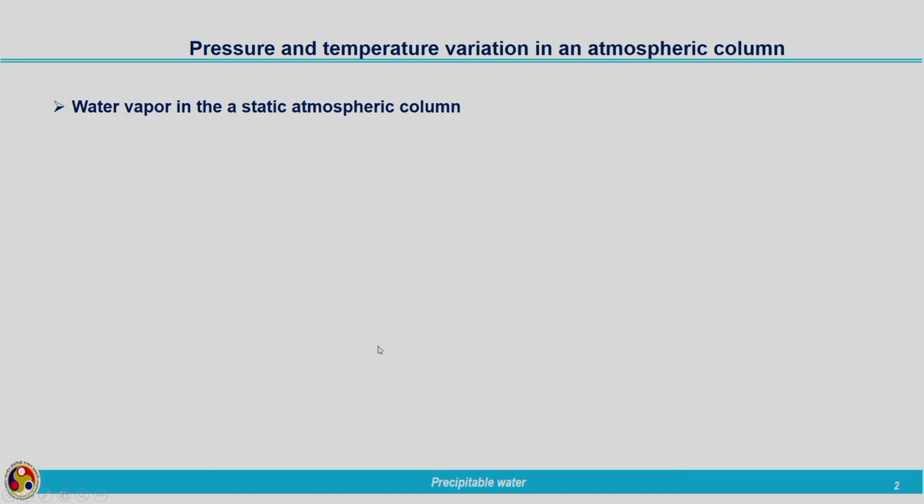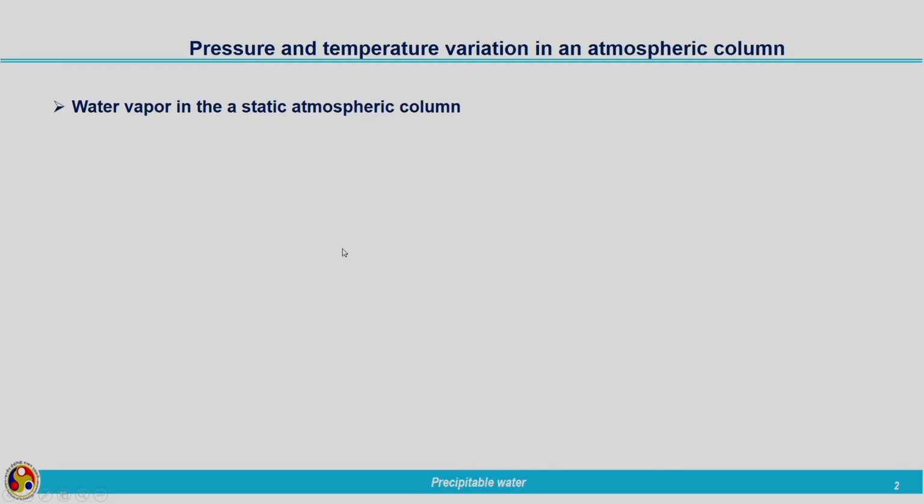So, we need to quantify how much is the mass of moisture which is present in the atmosphere. For that we need to have some interrelationship between pressure and temperature, and also how this is varying as we go up into the atmosphere. These details we need to get an understanding of. So, we will start with that. First, let us see the pressure and temperature variation in an atmospheric column.